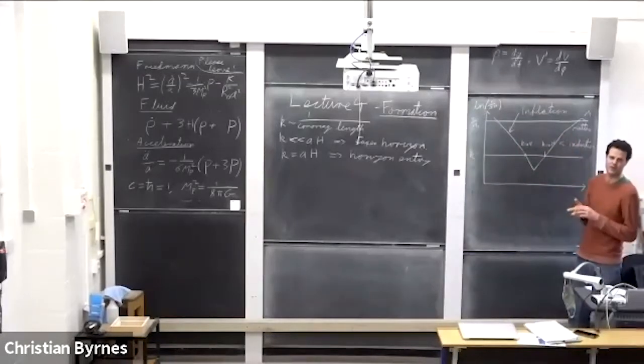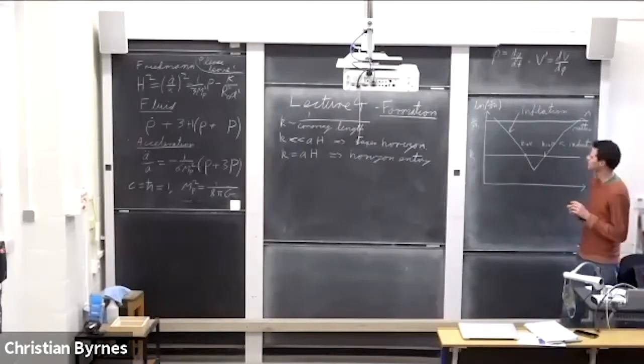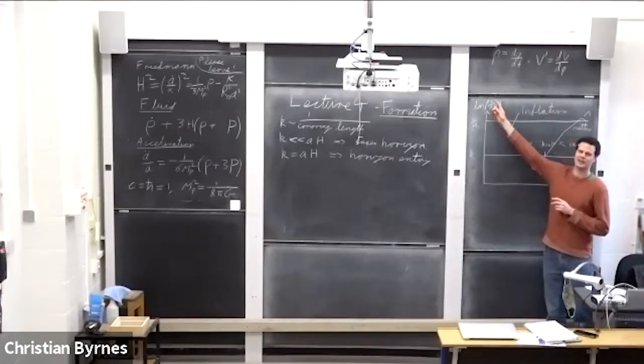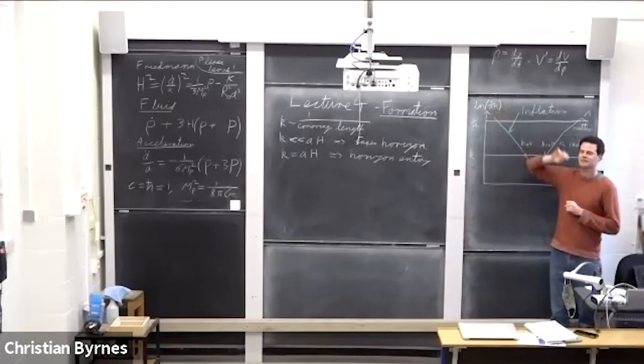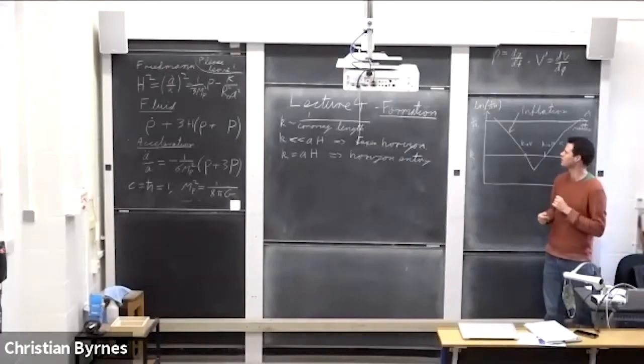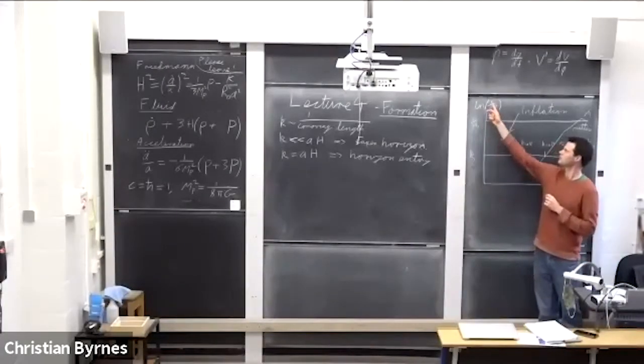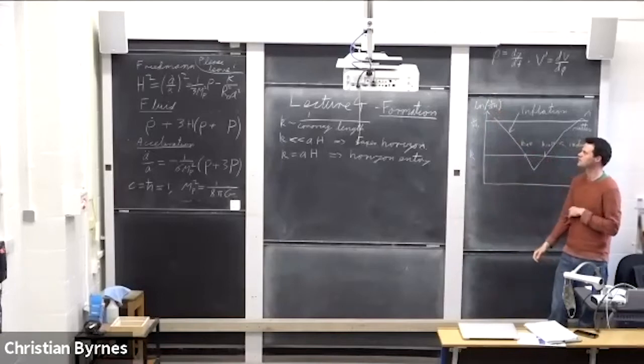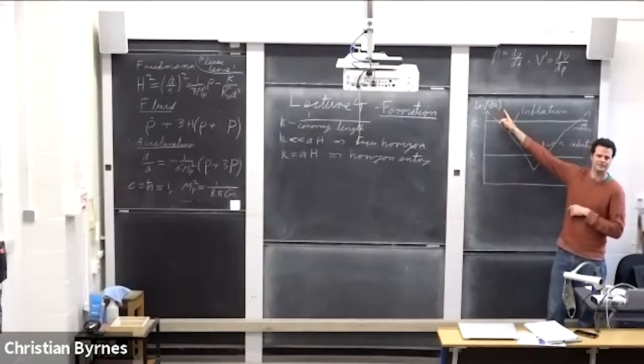I did show this before in the very first lecture. The idea is that the Hubble scale is 1 over H. So that's the physical Hubble scale. To go from physical to a co-moving scale, you have a factor of a. So the co-moving Hubble scale is 1 over aH. And this is an inverse length.